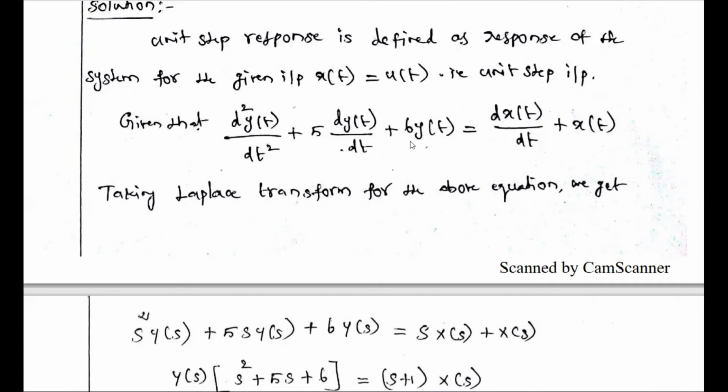Here y of t is the present output, dy of t divided by dt is the previous output, and d squared y of t divided by dt squared is also a previous output. That is the meaning. Similarly, x of t is the present input and dx of t divided by dt is the previous input. So according to this equation, the output depends upon the present input as well as the previous input.